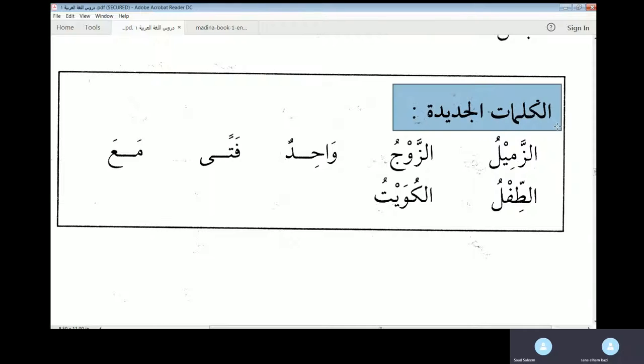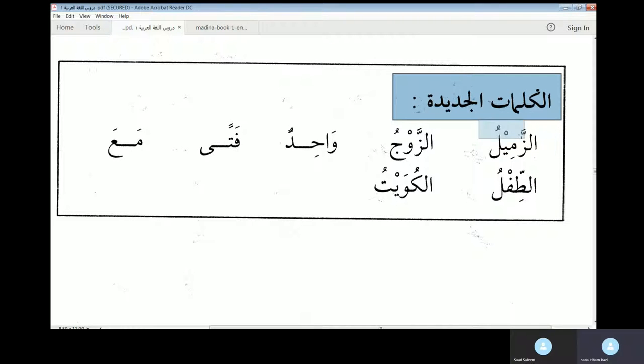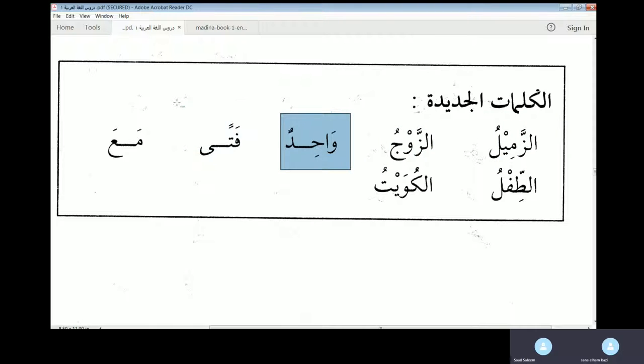Al Kalimatu Jadida: Azamilu. Roommate, classmate or roommate? Colleague is the best meaning for this word. Okay, colleague as a meaning. Az-zawju, husband. Wahidun, one. Fata, you can just say Fata. Fata means young man.